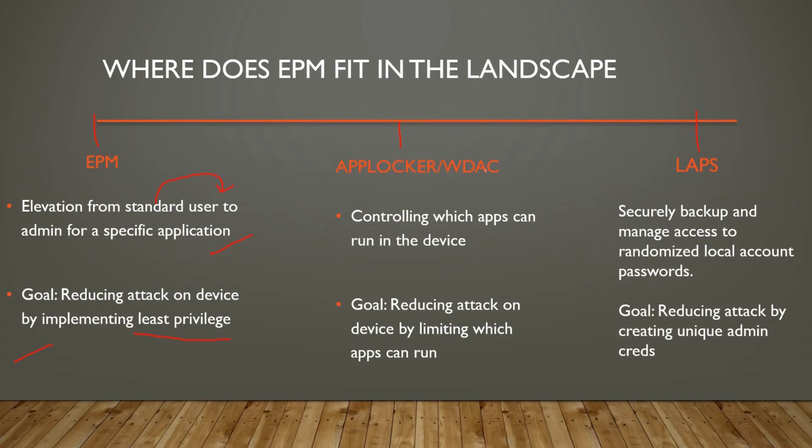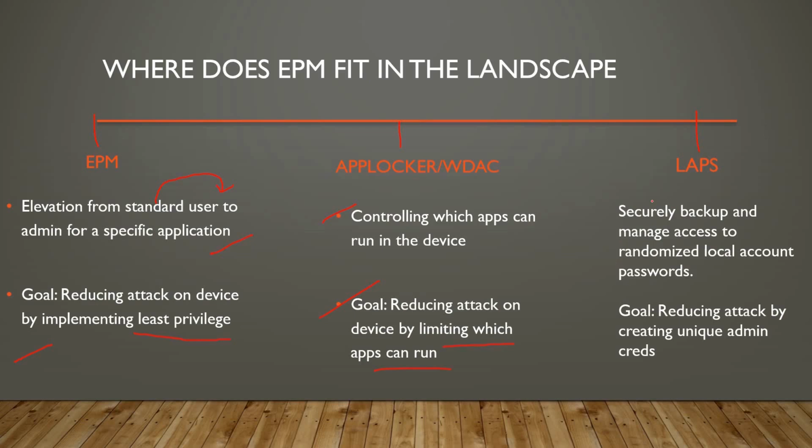Now the second is AppLocker or WDAC. Using AppLocker, we are controlling which app can run on the device and which cannot. So from Intune also we have an option of deploying AppLocker XMLs, and in that XML we in a way whitelist or blacklist applications. Whichever applications are allowed to run as per the XML, only those applications can be launched. Whichever applications are not allowed to run, we cannot launch them. The goal of using AppLocker is reducing the attack surface on the device by limiting which applications can run.